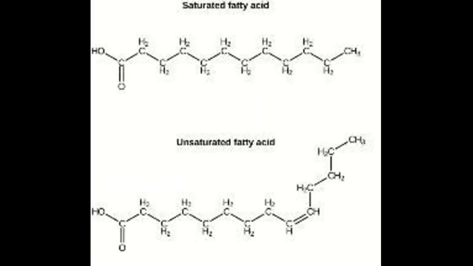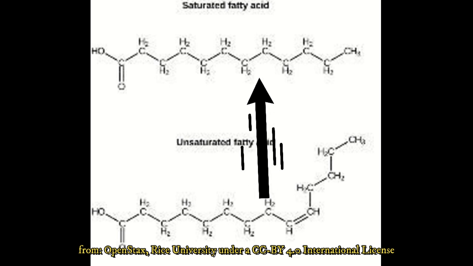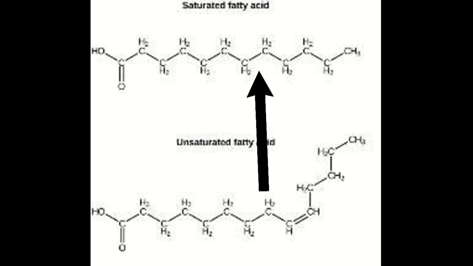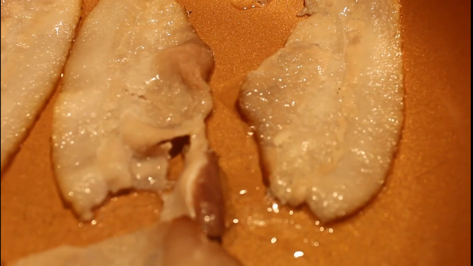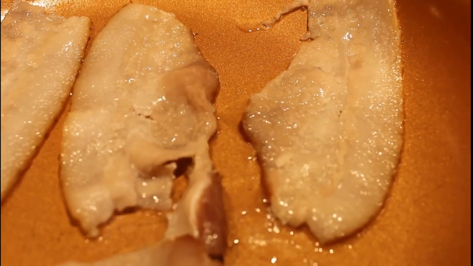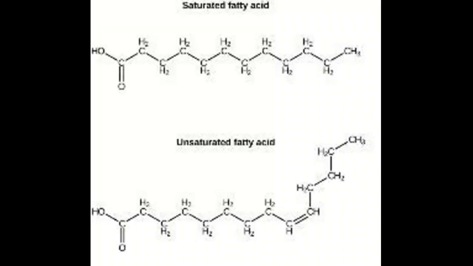Fatty acids can be saturated or unsaturated. A saturated fatty acid is a chain of hydrocarbons with only single bonds between them. These are typically solid at room temperature and derived from animals and some plants like coconuts. Butter, lard, and the fat found on meat is saturated.